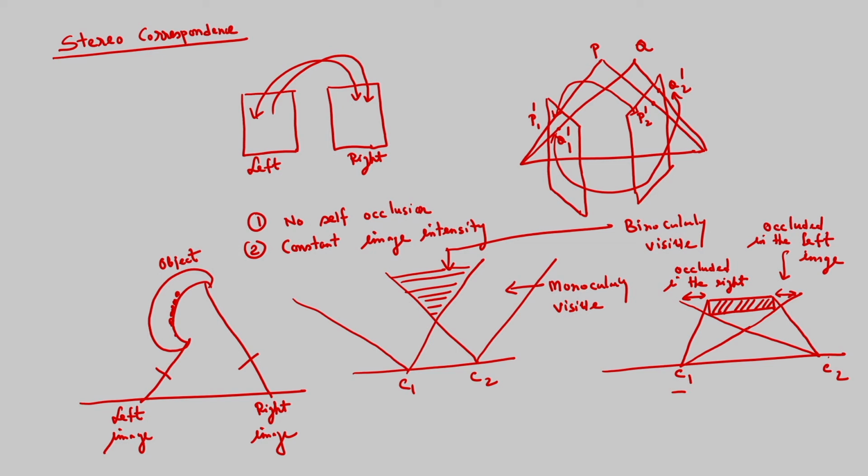So one problem is the self occlusion, another problem is the constant image intensity. If I consider the flat object, the non-textured object, or maybe the white object, the object with uniform brightness, then in this case it is very difficult to find the correspondence between the images.